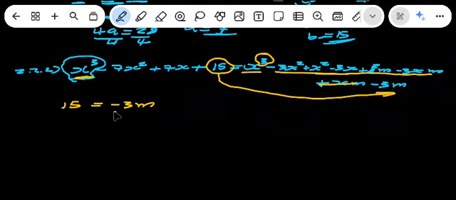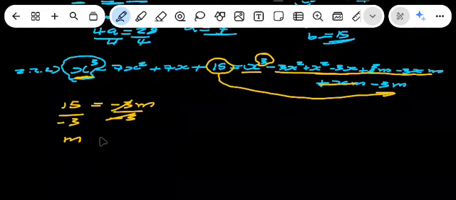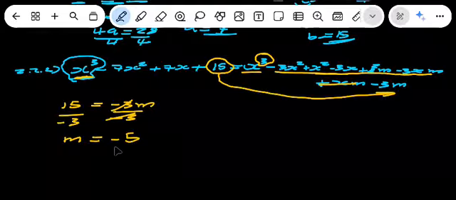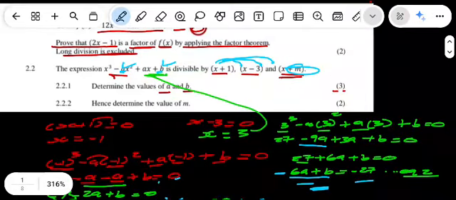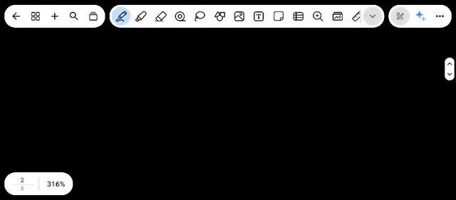You have 15. Then I'll divide by minus 3 on both sides. Then this and this will cancel, and we are left with m. Dividing 15 by negative 3, obviously we have negative 5. m will be equal to minus 5. We have the value of m.